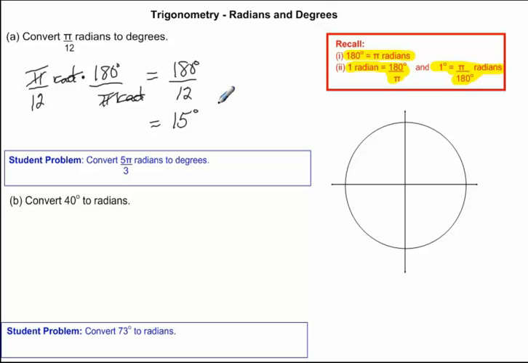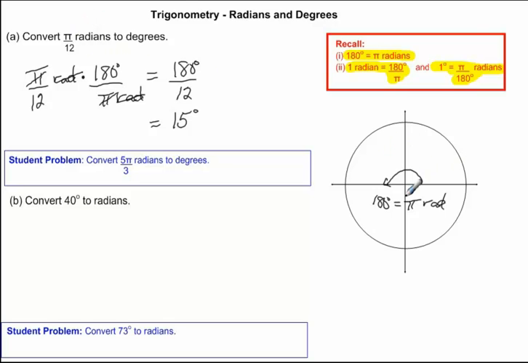Now before you go and do your problem, I want to do a bit of a diagram here to help you visualize what's going on. If I take my unit circle, I'm really only going to be concerned with the top half right now. We know the top half, an angle here, is equal to 180 degrees, which is also equal to pi radians. Now we were given pi over 12 radians.